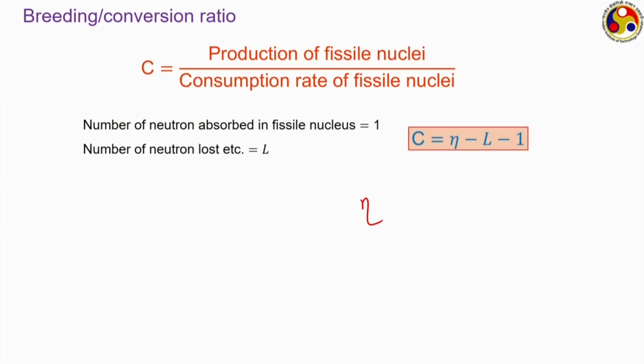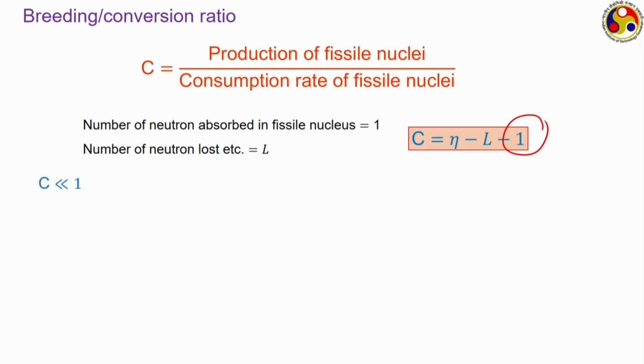Then if we assume that L number of neutrons are getting lost by getting absorbed into some other parasitic elements, then C should be equal to eta minus L minus 1. Here this 1 comes because in order to sustain the chain reaction, one neutron should be eliminated from this, remaining C equal to eta minus L.